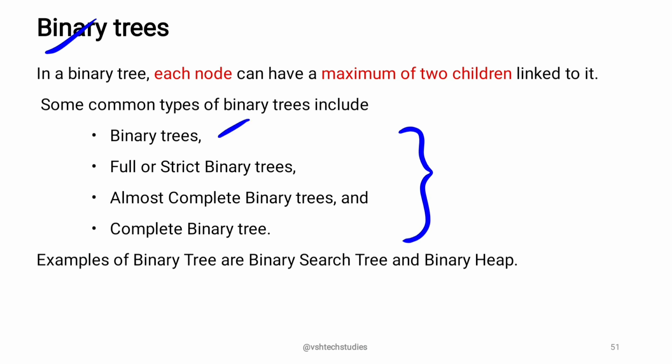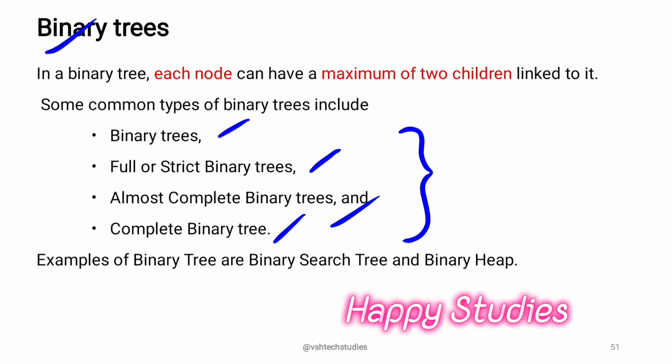In a simple binary tree, any node you take can have at the max two children. Full or strict means any node can have either 0 or 2 children. In an almost complete binary tree, till the last level there must be 2 children, then only can the next level be filled. While filling the next level, left must be filled first. If these two rules are followed, then it is called an almost complete binary tree. In a complete binary tree, if all the internal nodes have 2 children and all the levels are filled, then that tree is called a complete binary tree.